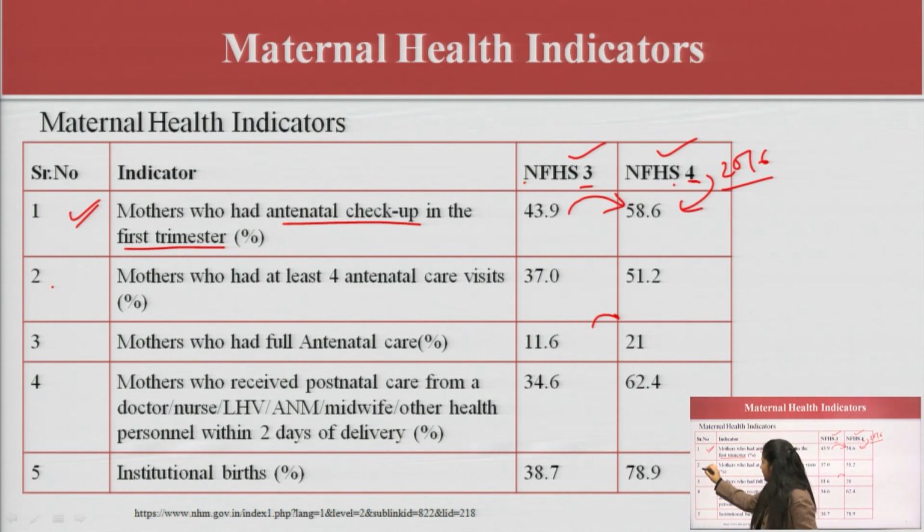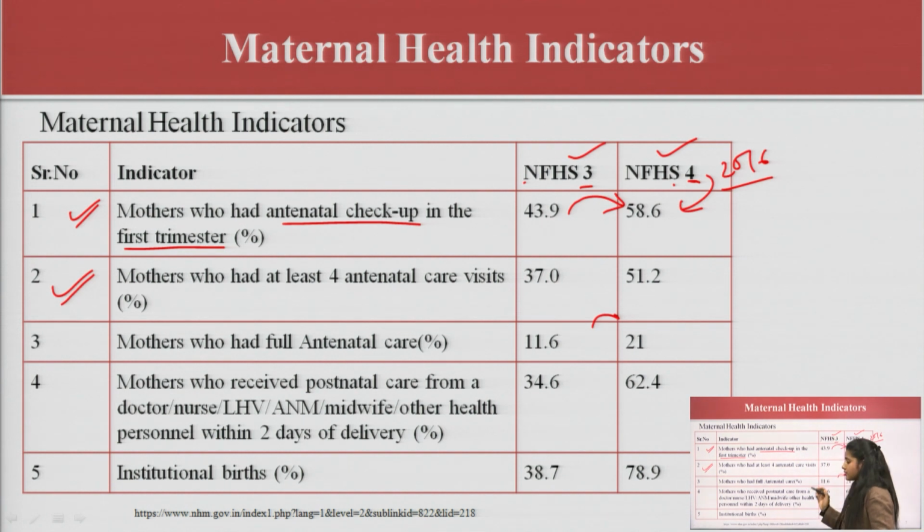If we look at the other indicator showing maternal health: mothers who had at least 4 antenatal care visits within the 9 months of pregnancy. There is a standardized number of visits, at least 4. For those mothers who had taken at least 4 visits during those 9 months, the values in the survey which we did in India have improved from 37 to 51.2%. But yes, there is scope to increase more, and we are working in this way.